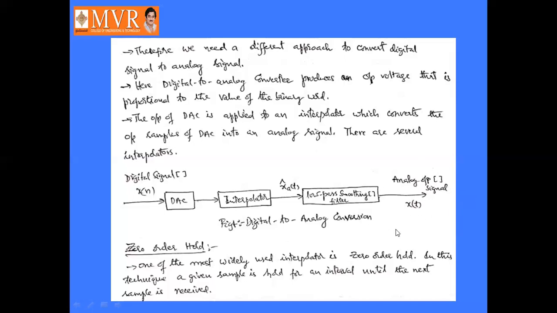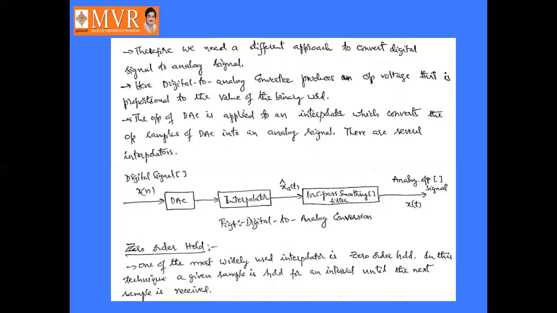Several interpolators are there. Here we are using one type of interpolator that converts the output samples of the DAC to an analog signal. These can be smoothed by a low pass smoothing filter. Next we are going to talk about the zero order hold.